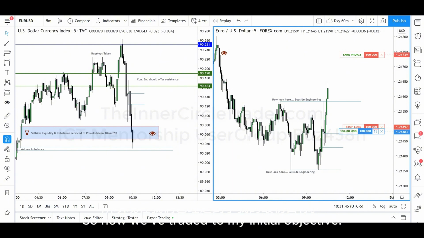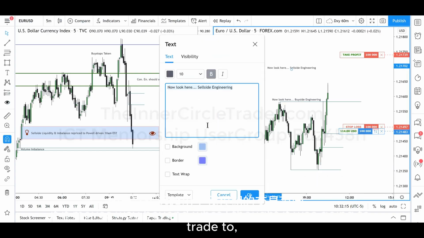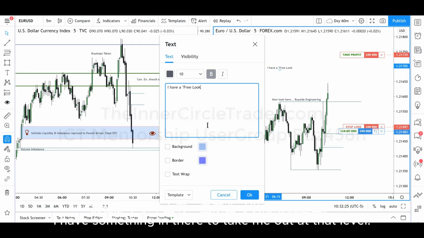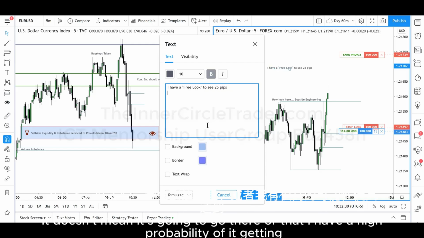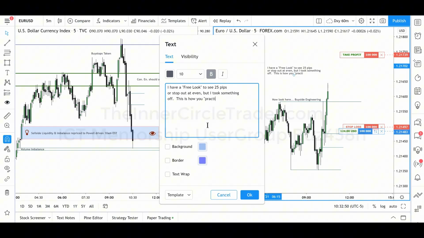So now we've traded to my initial objective. So now I'm focusing here with the best case scenario, which was where I placed my limit to exit in the beginning. So all of my trades always have a best case scenario. That way, if it moves way beyond what I thought it was going to trade to, then I have something in there to take me out at that level. Doesn't mean it's going to go there or that I have a high probability of getting there. It just means that it's just icing on the cake if I catch something and it's a tiger by the tail. And I talked too much.